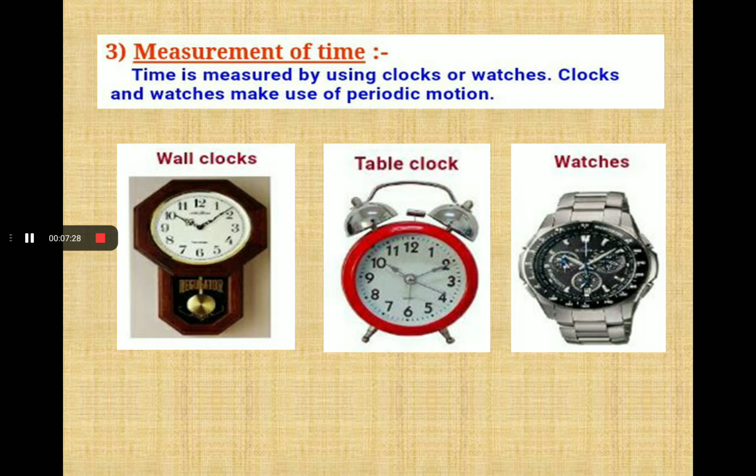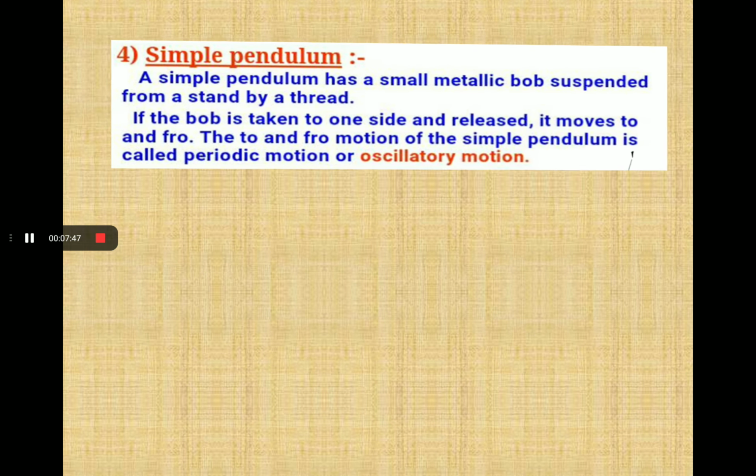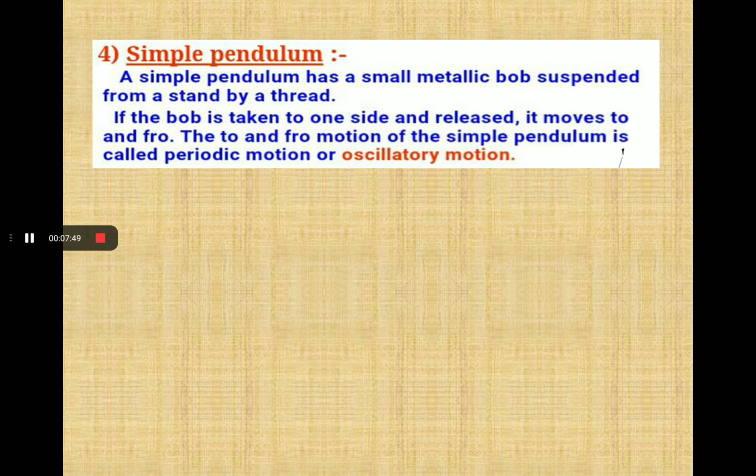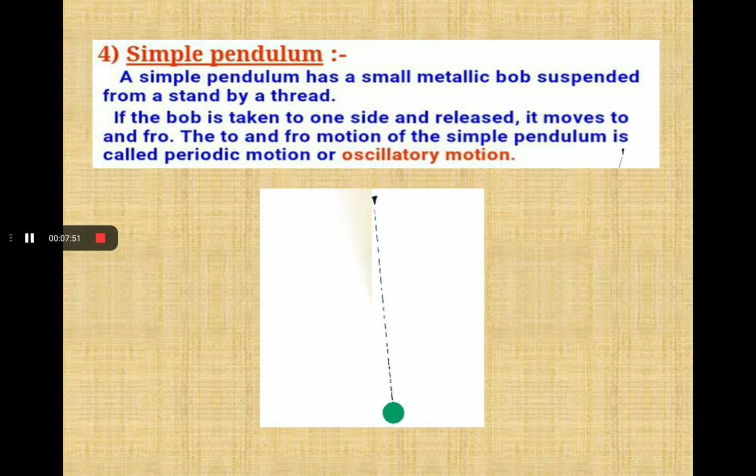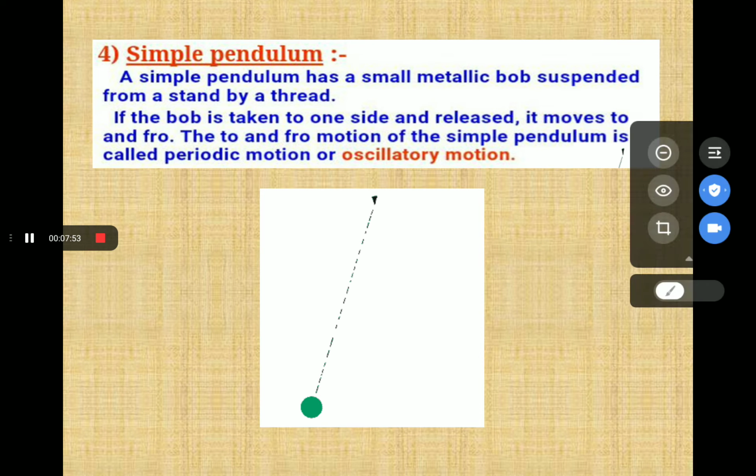Time is measured by using clocks or watches, and clocks and watches make use of periodic motion. Here are some images of clocks. First is the wall clock, second is the table clock, and third is the wrist watch. Now, the next topic is the simple pendulum. Here, the animation for the simple pendulum is like this.